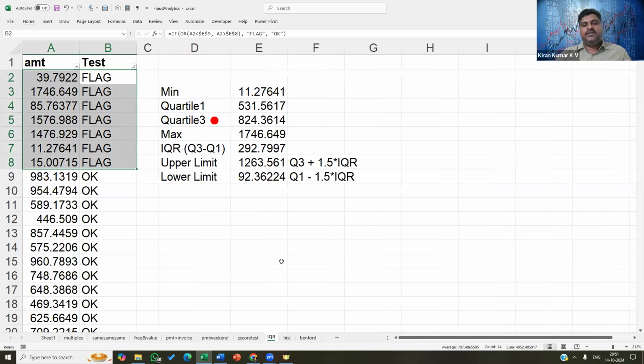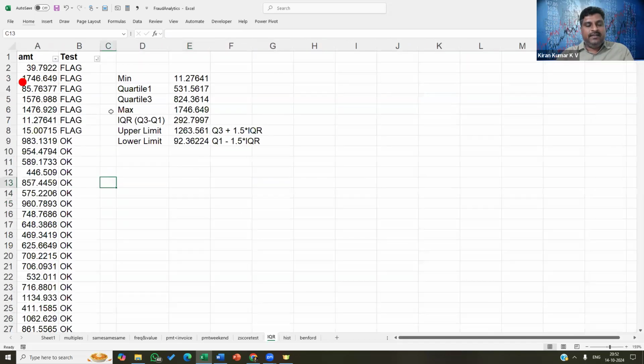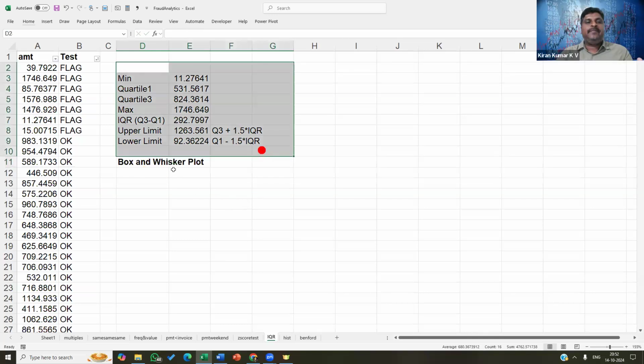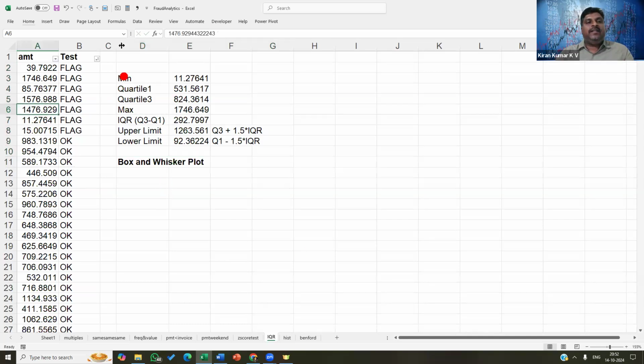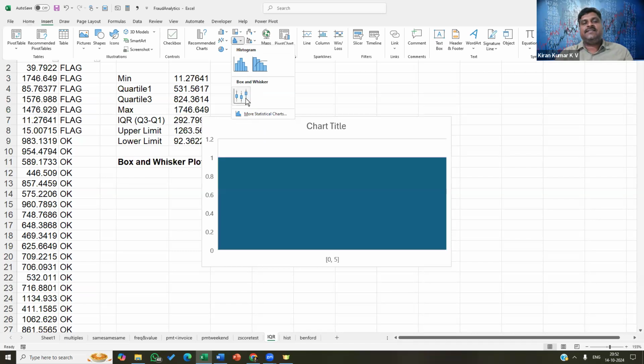This can also be worked out in a graphical manner. So I will take this data and put it in something called a box and whisker plot. Don't get carried away. It's the same test that we have done here. I'm going to generate it in the form of a plot and I will explain the plot also. Let's go to Insert, and in the charts, you have a histogram. In the histogram, select box and whisker plot.